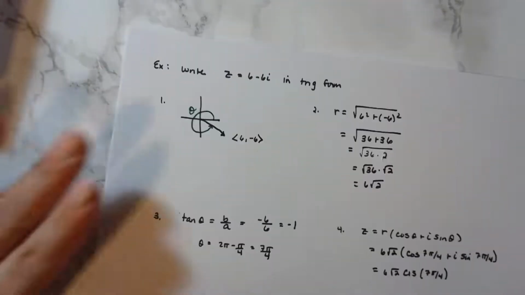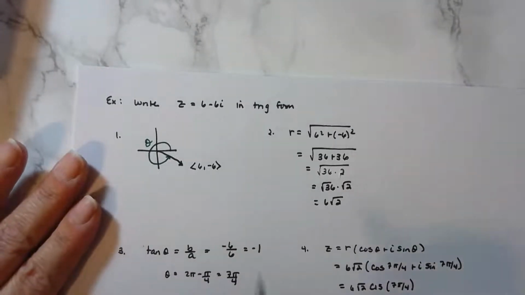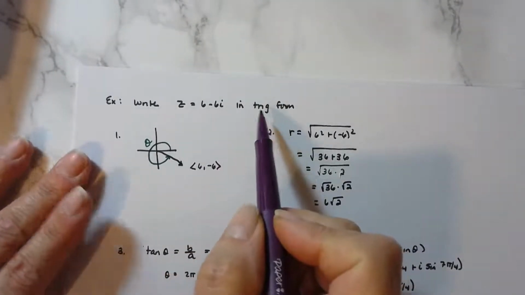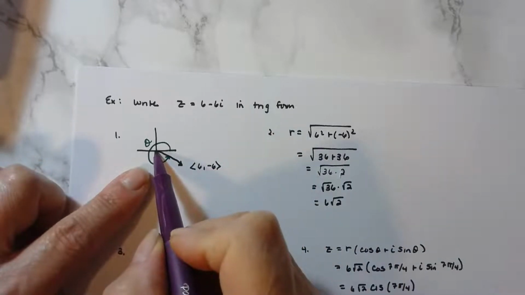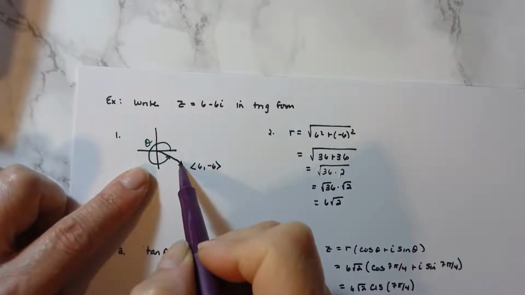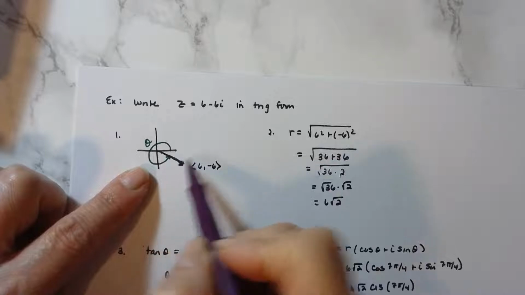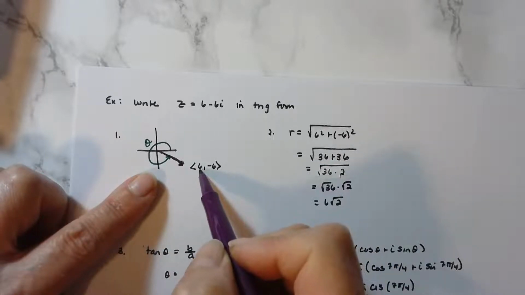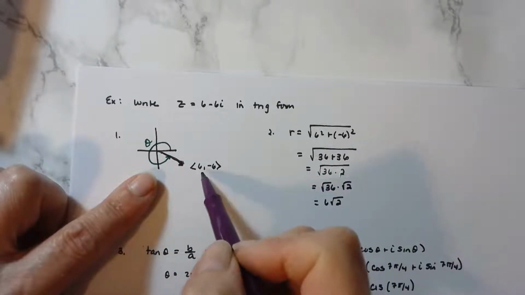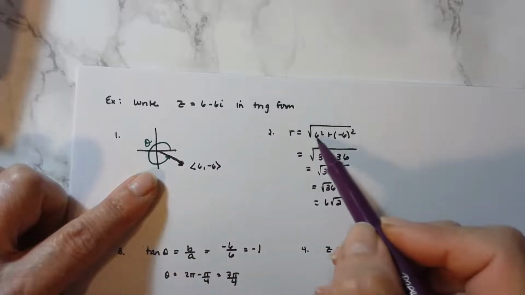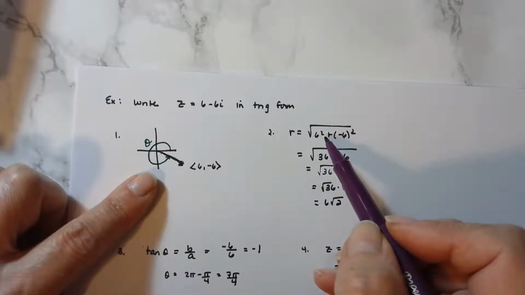Here's another one. We want to write 6 minus 6i in trig form. I'm going to plot the number. I start at the origin. I go over 6, down 6, plot the point, connect it with the directed line segment. I have the component vector 6, negative 6. I know what a and b are. I plug it into my formula for modulus.